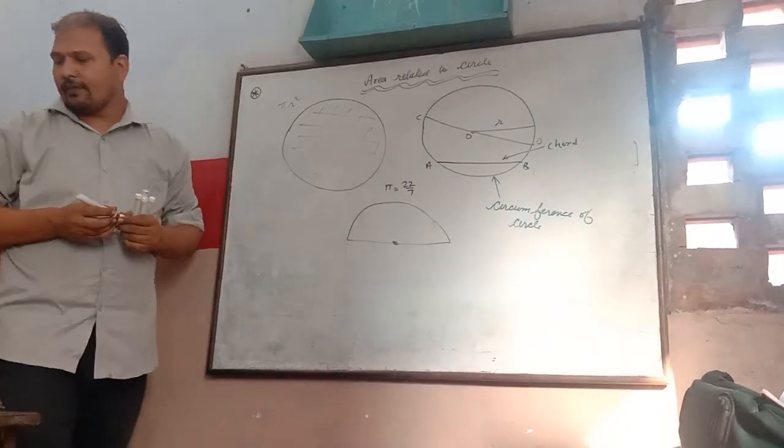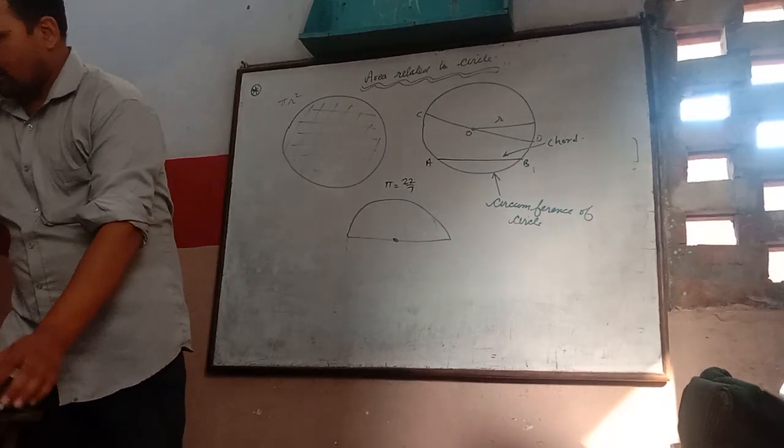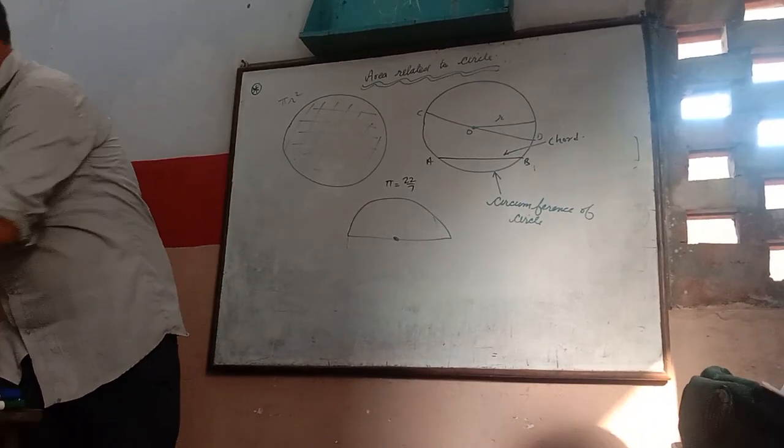Semicircle. Okay. Give me one page. Sir, one page. Listen, beta.